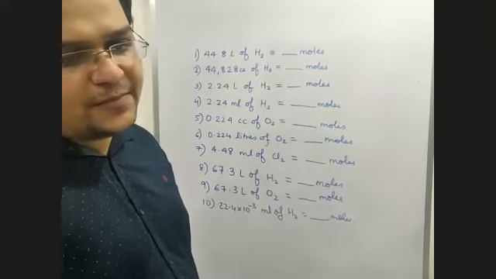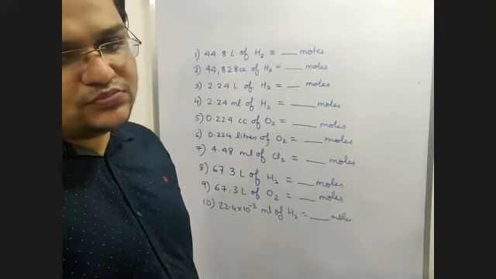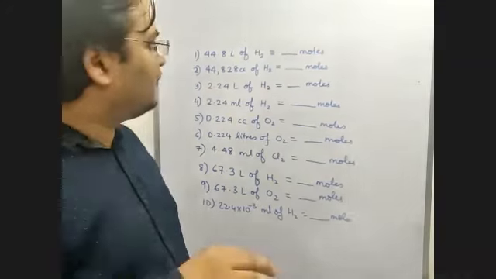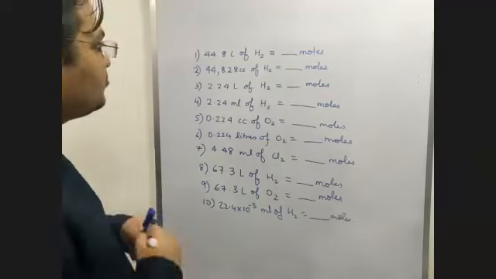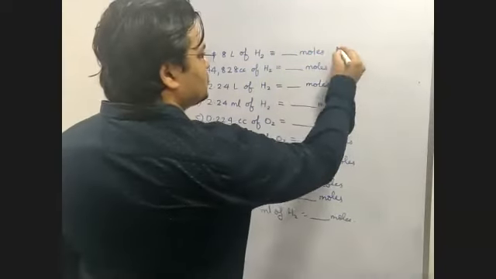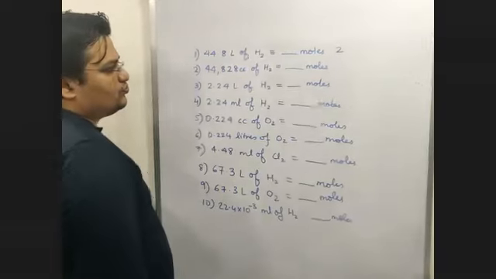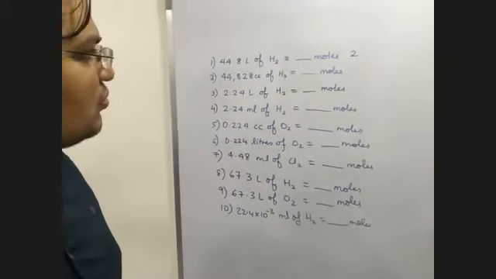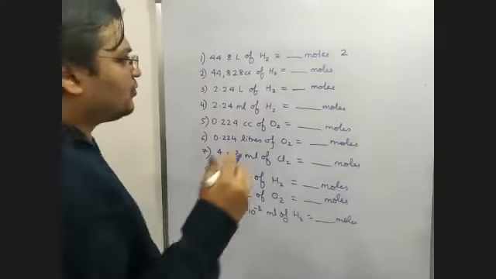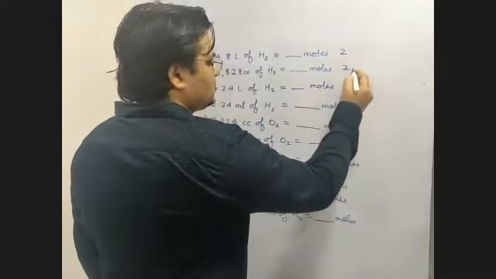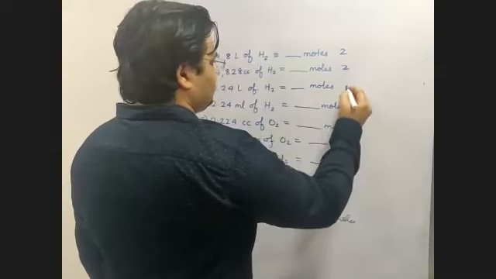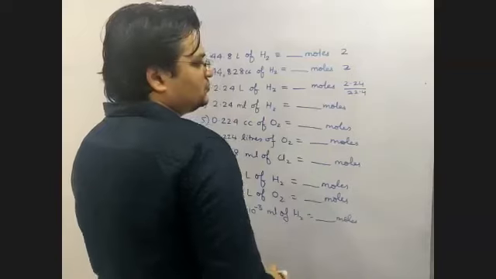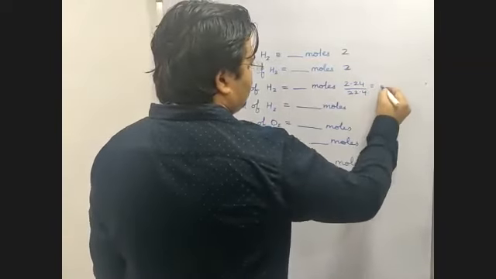Yes, Nupur, go ahead. Go ahead with the answers, please. First one is 2 moles. Second one is also 2. Okay. The third one is 2.24 upon 22.4. So it comes out to be? I haven't simplified it.